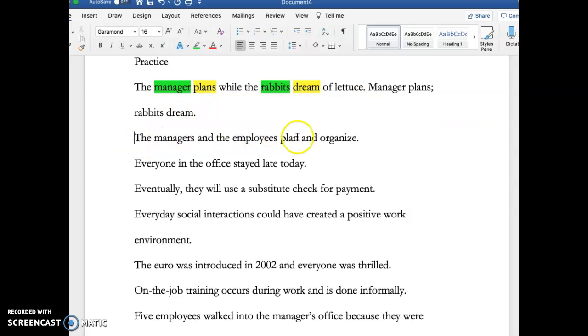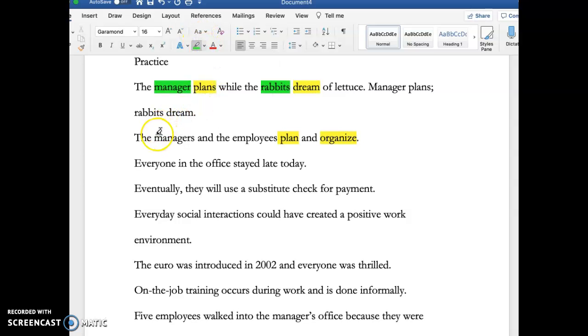The managers and the employees plan and organize. And you're probably thinking to yourself, oh, self, this is a compound subject, right? This is a subject, this is a subject, and this is a compound verb. So let's put our verbs in yellow. Whoops, that did not work the way I wanted it to. Let's make this go away and organize. Let's see if we can make this work. Try that again. Every now and then the internet just totally foils me.